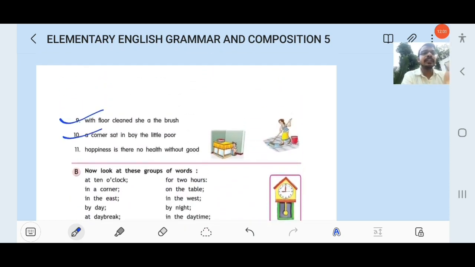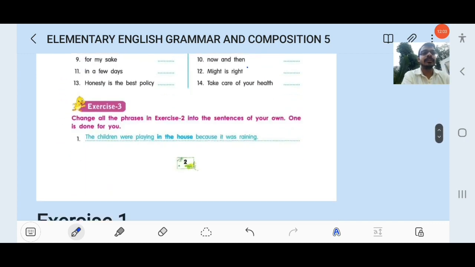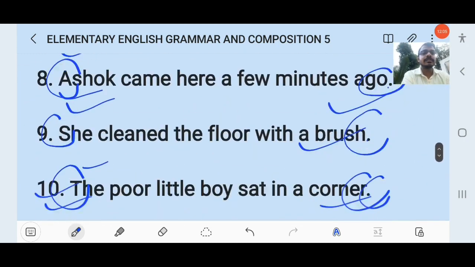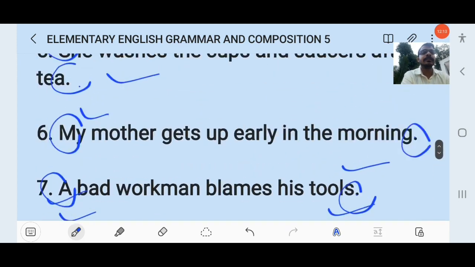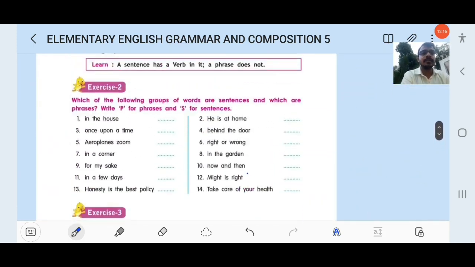Happiness is there, no health without good. So here you have to write: there is no happiness without good health. The T should be capitalized and end the sentence with a full stop. Clear? Then next, exercise 2.